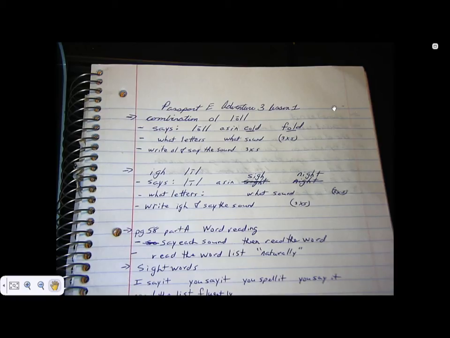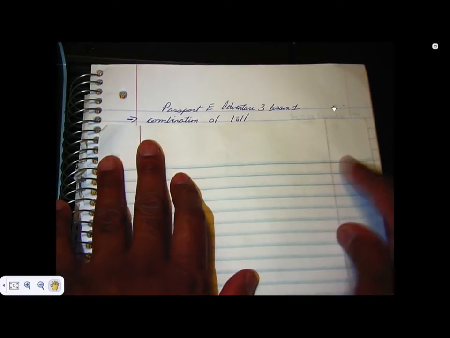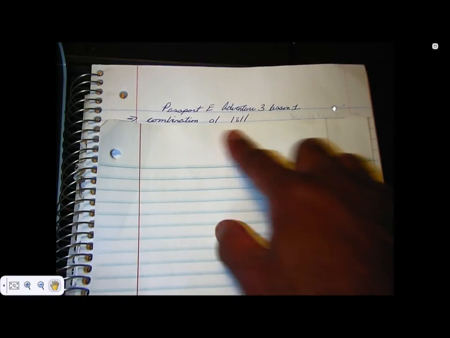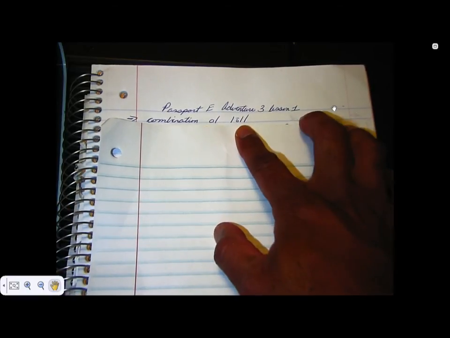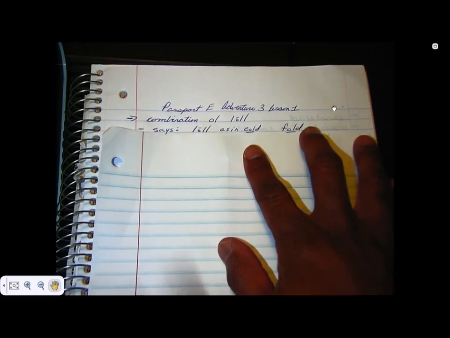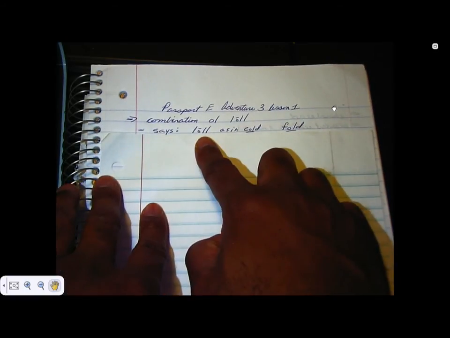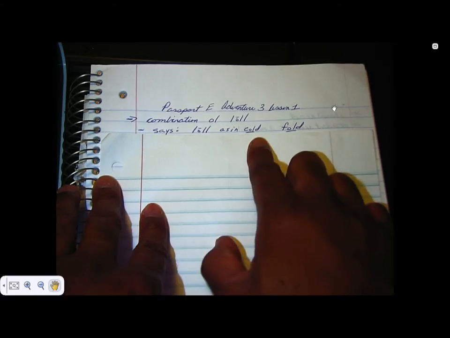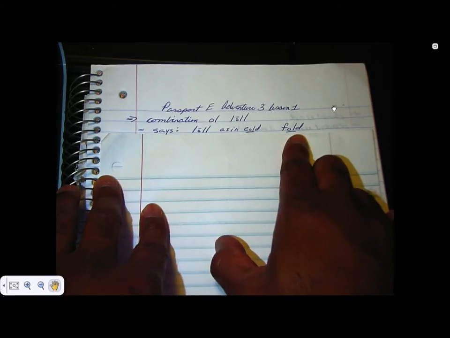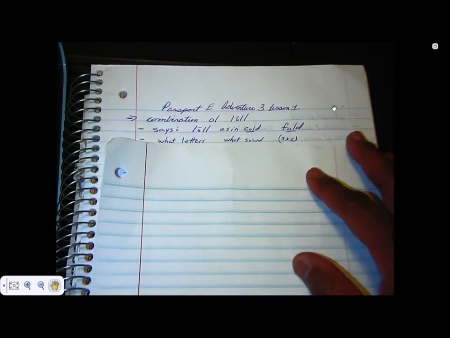We're going to start off looking at some letter combinations. We're going to start by looking at combination OL. And OL says OL, okay? So OL says OL as in cold or as in fold. So the combination OL says OL.